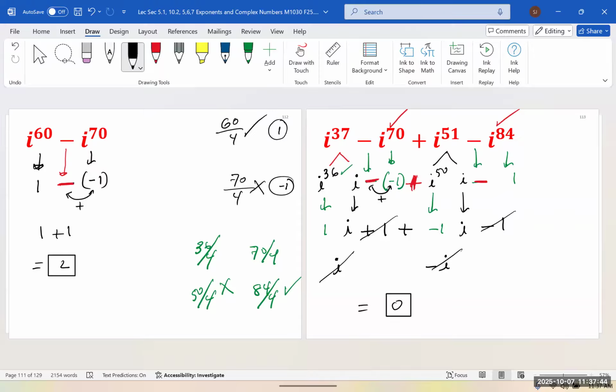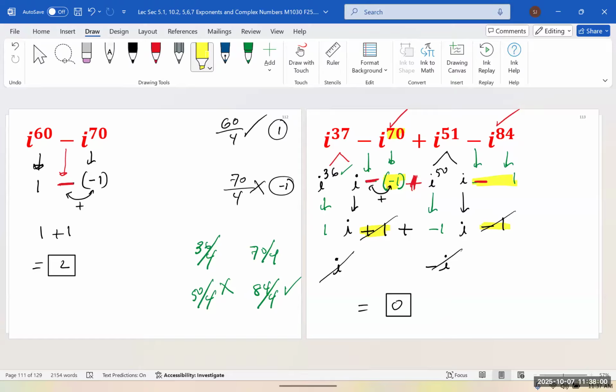Because 70 gives you -1, the double negative turns into +1. 84 gives you -1, so you keep it -1. So -1 and +1, they cancel out.